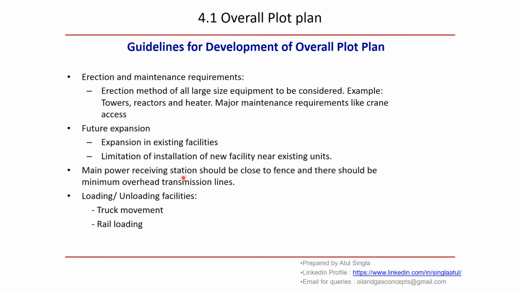The main power receiving station should be close to the fence. There should be minimum overhead transmission lines. Okay, this is a safety hazard issue, so we need to take care of this also. Loading and unloading facility, truck movement, railroading. So all these things are shown in the overall plot plan, and we need to take care while developing the overall plot plan.